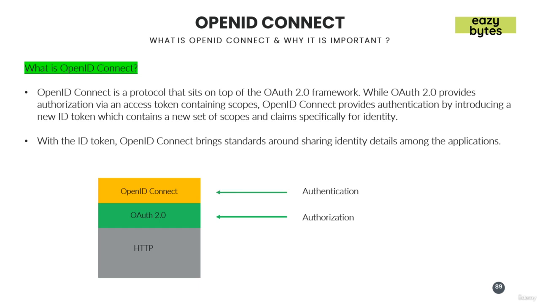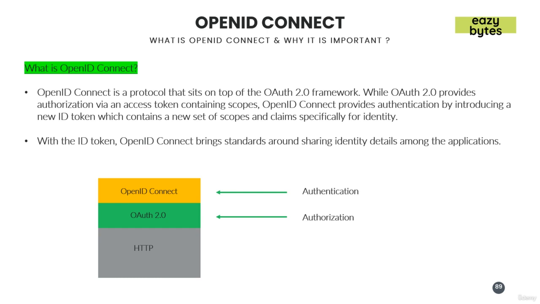So to address those challenges related to non-standard ways of sharing identity details between auth server and client applications, a new protocol is built on top of OAuth2 framework. OpenID Connect provides authentication by introducing a new ID token which contains user details, with a new set of scopes and claims specifically related to identity.